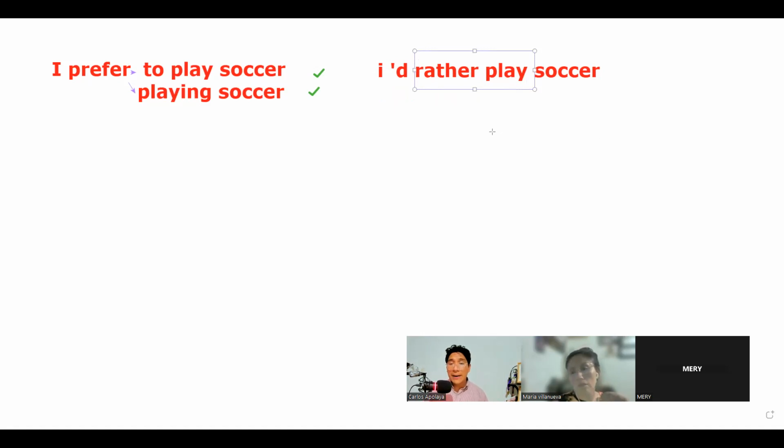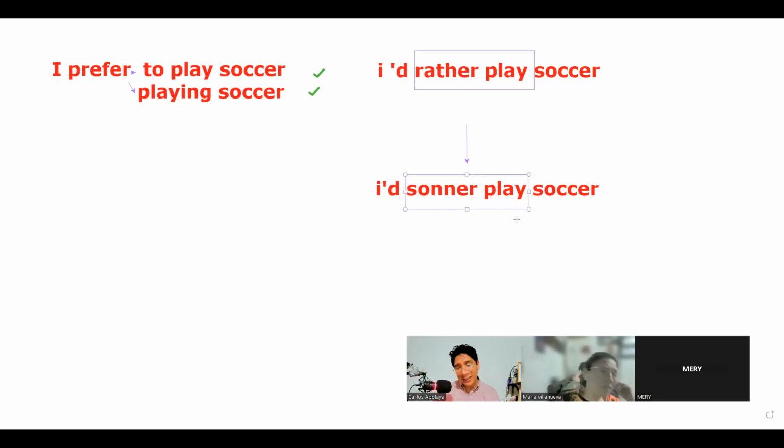Ahora lo quiero llevar al nivel más avanzado que hay. Voy a decir, I'd sooner play soccer. I'd sooner is similar to rather, but more difficult. El sooner es igualito que el rather, solamente que lo diría una persona nativa, porque es una palabra difícil. ¿Se entendió? I'd sooner, I'd rather, I prefer to, I prefer playing. Did you understand? Yes, Carlos, amazing.